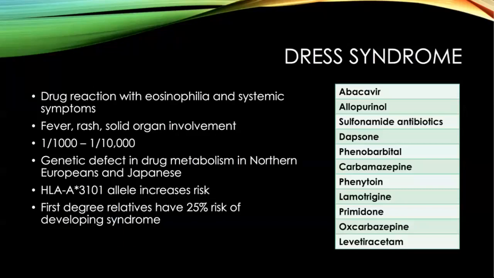Literature also supports including oxcarbazepine and Keppra, I'm just going to say, as causative anti-epileptics, and then also sulfonamides. Data does suggest a genetic defect in drug metabolism in Northern Europeans and Japanese, and those with the presence of the HLA-A3101 allele significantly increases this risk. First-degree relatives have a 25% risk of developing this syndrome.